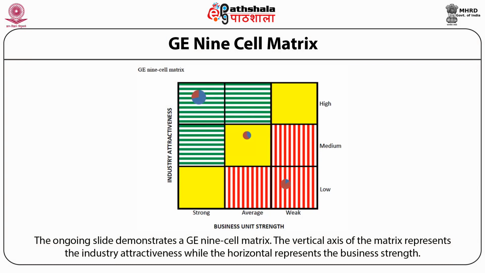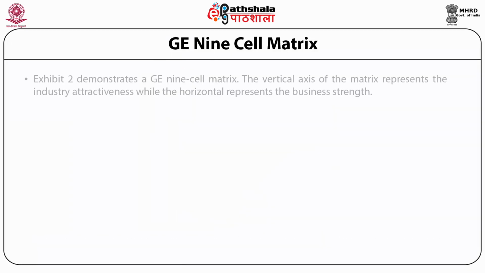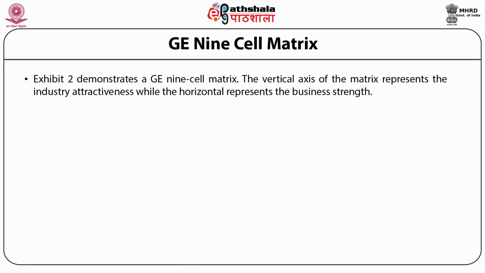The ongoing slide demonstrates a GE 9-cell matrix. The vertical axis of the matrix represents industry attractiveness, while the horizontal axis represents business strength. Exhibit 2 demonstrates a GE 9-cell matrix.